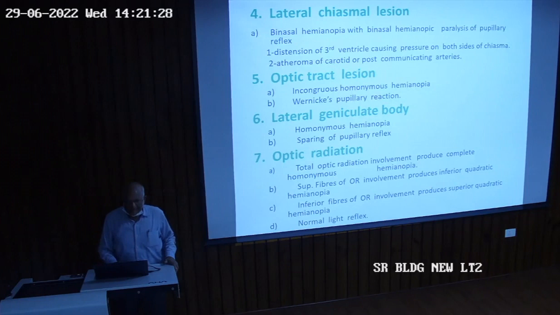Here is the lateral chiasma, binasal hemianopia, binasal. This is paralysis of pupillary. Distension of the third ventricle causing pressure on both sides of the chiasma, atheroma of the internal carotid artery or posterior communicating artery. These are the three causes of binasal hemianopia.